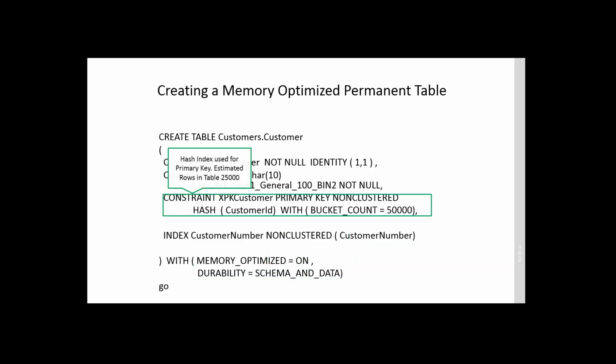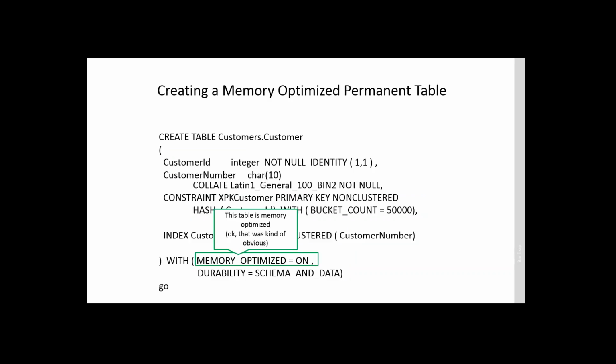I have to go to the durability setting. I have hash indexes, so I'm going to say constraint primary key, non-clustered hash on the column with the bucket count. We're estimating in this table we're going to have 25,000 rows or so. If we grow to 550,000 or 100,000, those hash buckets get less and less performing. They don't perform very well if you have hundreds of thousands of rows or tens of thousands, or even fewer. The fewer rows you have in a hash bucket, the better it's going to perform. And then you have to tell it MEMORY_OPTIMIZED equals ON.